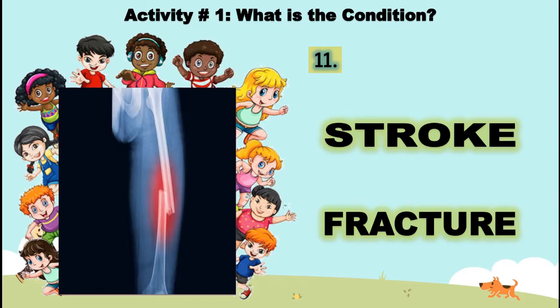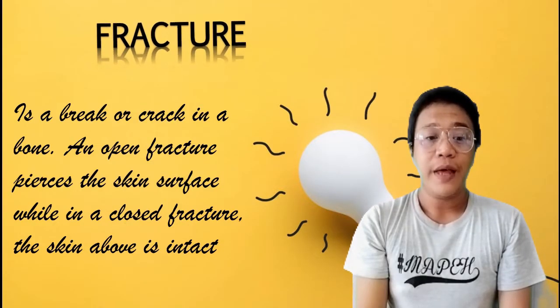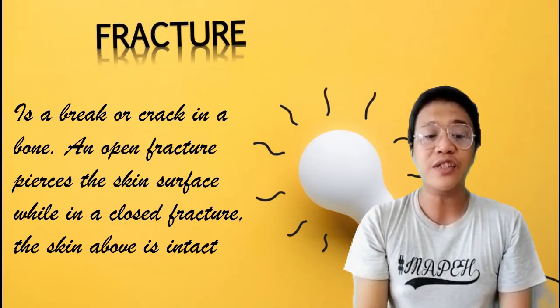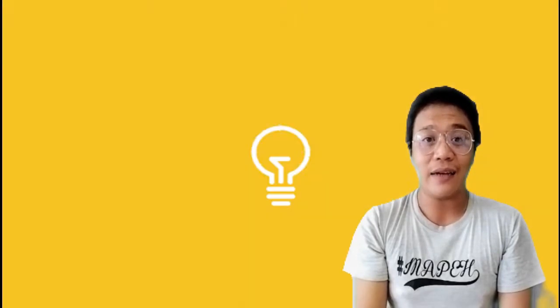And the answer is fracture. Fracture is a break or crack in a bone. An open fracture pierces the skin surface, while in a closed fracture, the skin above is intact.